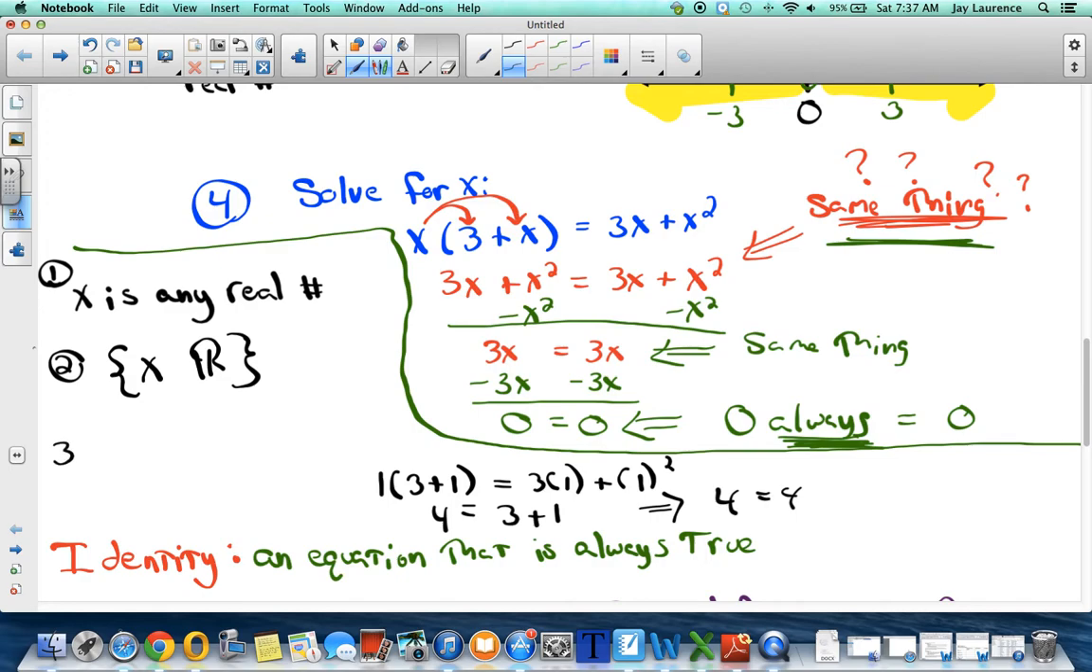On a number line, it's kind of a strange one. It's almost trivial to do it, but if I put 0 on, and then I would highlight the entire number line. The entire number line. And in class, I'll show you how to do that on paper, okay?